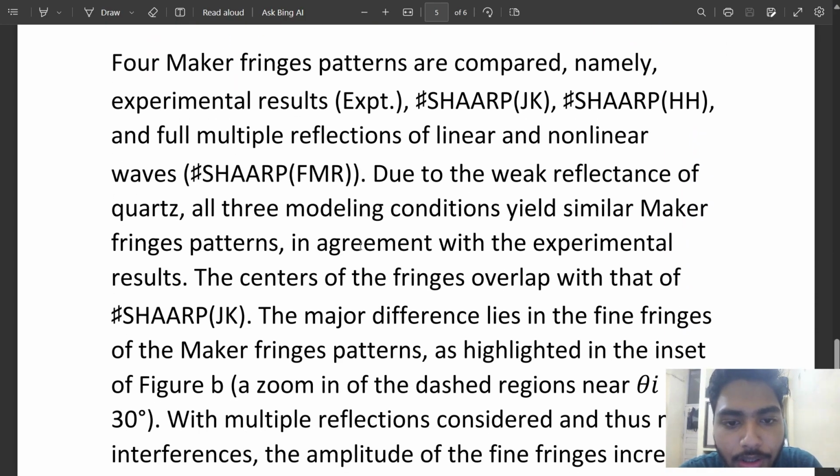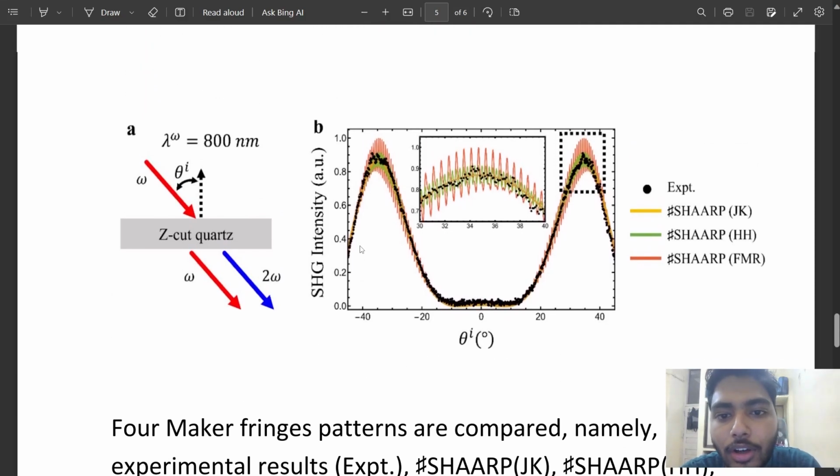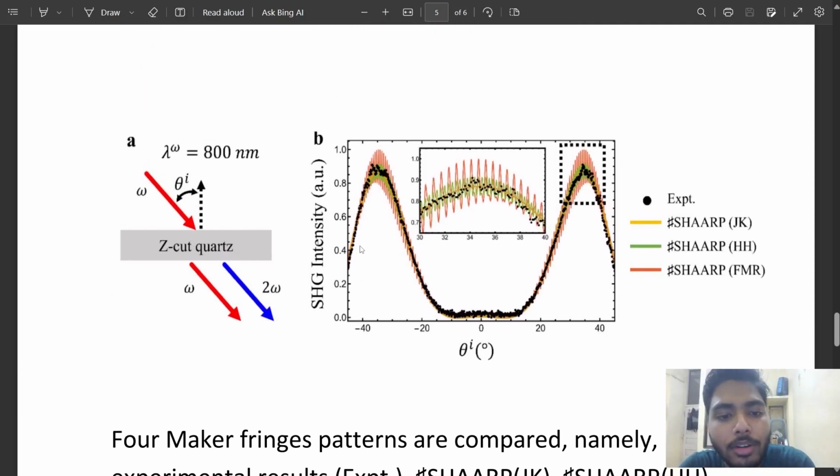So this is what full multiple reflections is about, and it shows how SARP is also capable of showing analytical things in the form of numerical analysis. So that's it from my side, and thank you.